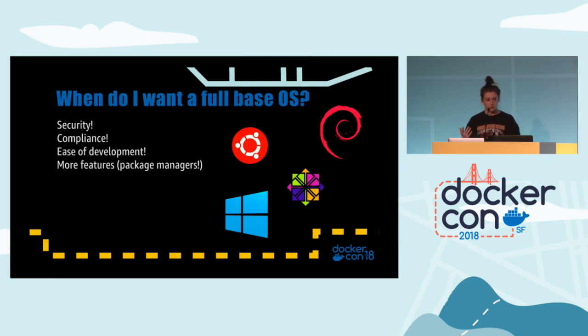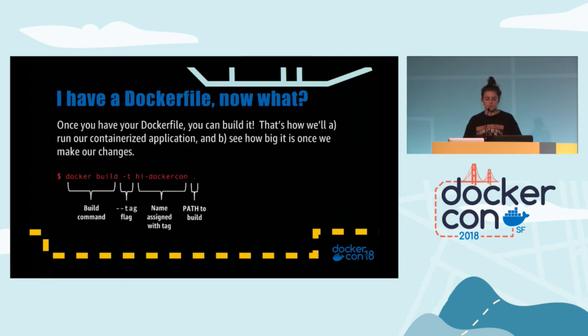So we just talked about package managers and other little libraries and things that you don't think about, but they're not always quite the same when you're using the minimal image and when you're leaving behind the operating system that you're used to. So back to our basics again. Once we have our Dockerfile, all we need to do is build it. That will both run our application, and we'll be able to see how big it is once we make our changes.